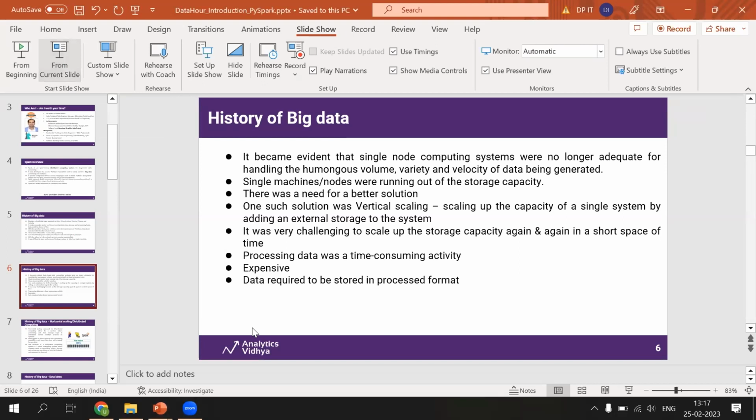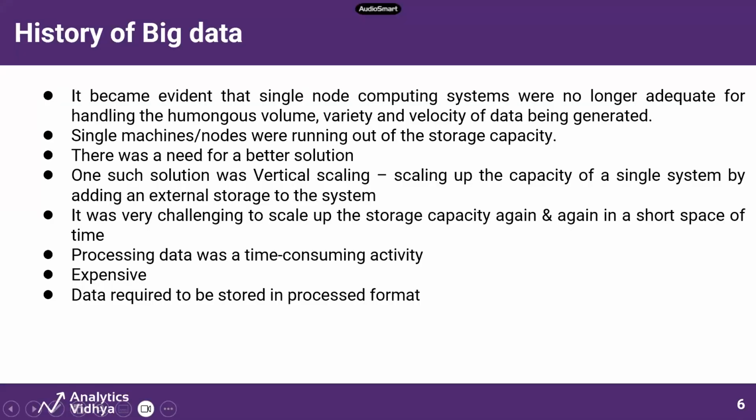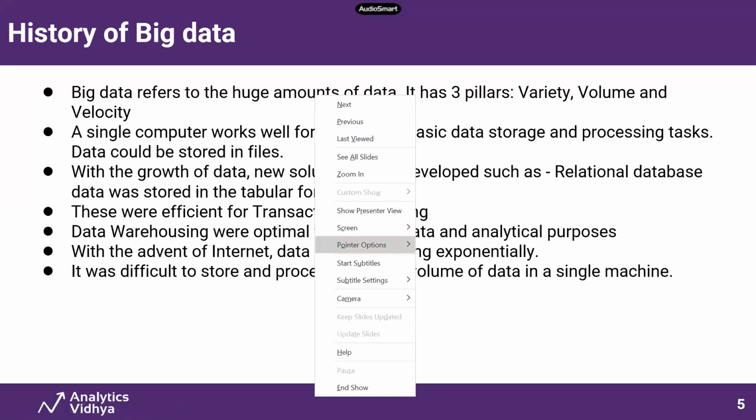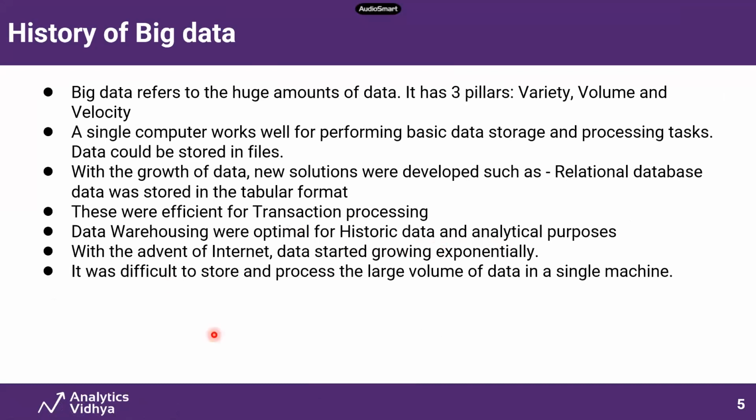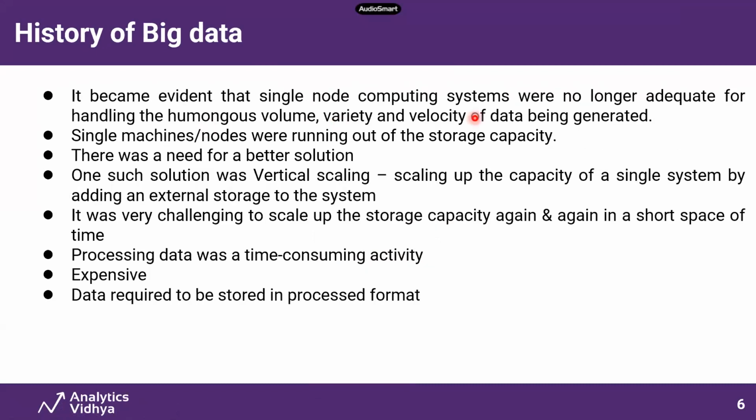So it was difficult to store and process the large amount of data in a single machine, because every single machine had certain limitations, either in the form of storage, the limited storage options, and the limited processing. So it became evident that single node computing systems were no longer able to handle the humongous volume, variety, and velocity of data being processed.